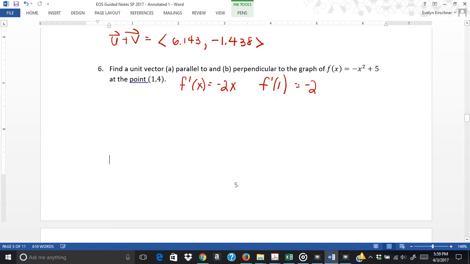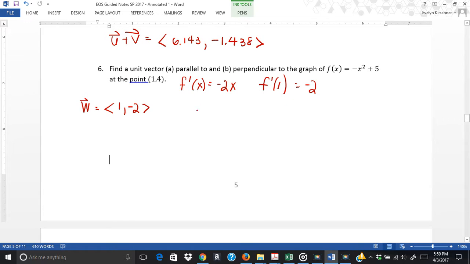So I know that a line that's going to be parallel is going to have the slope of negative 2, so it's going to go from 1 to negative 2. My first vector w is going to be (1, -2), because that's going to give me the slope starting at 1 and going in that direction of negative 2.